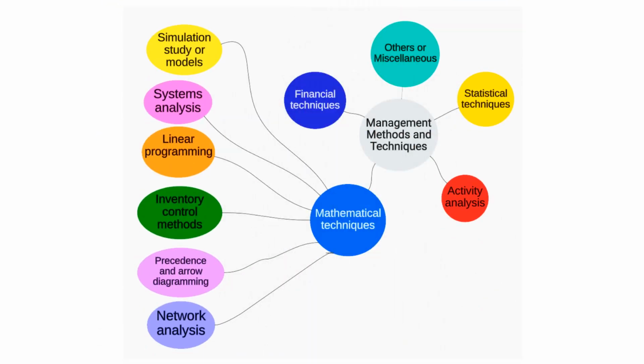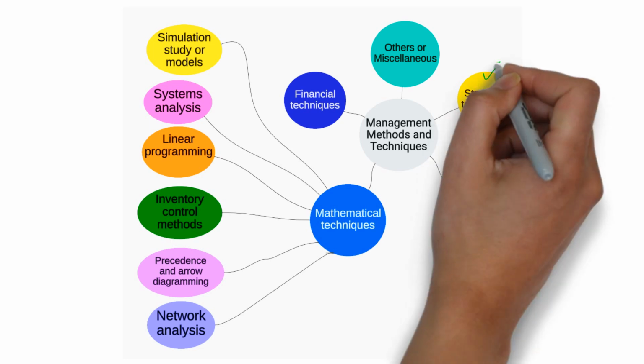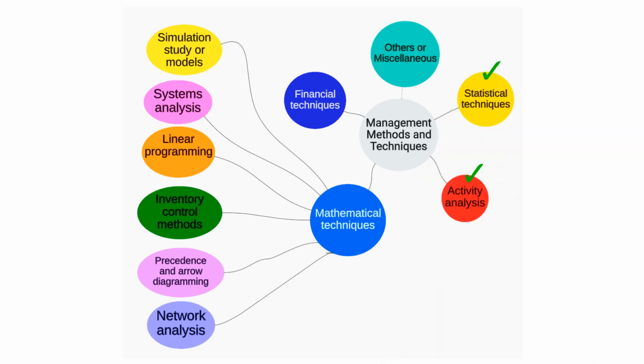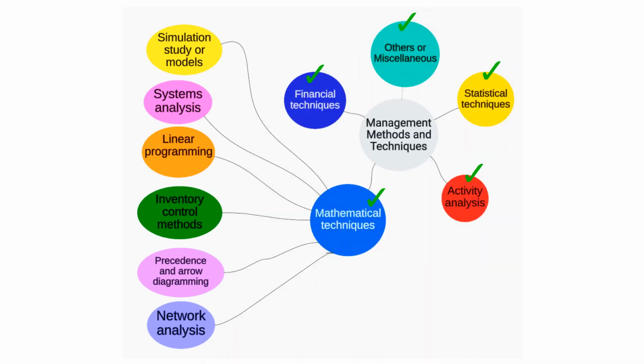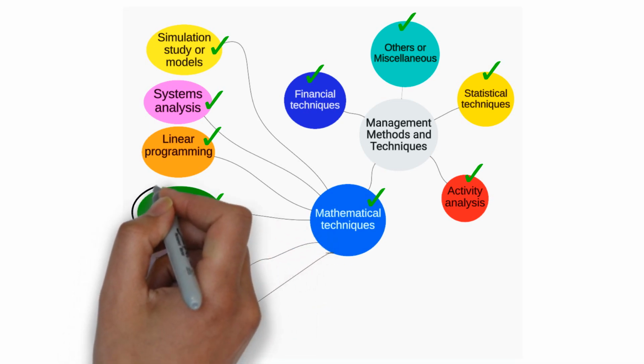We discussed that management methods and techniques are broadly classified into 5 categories: statistical techniques, activity analysis, mathematical techniques, financial techniques, and others or miscellaneous techniques. Mathematical techniques include techniques like simulation study or models, systems analysis, linear programming, inventory control methods, precedence and arrow diagramming, and network analysis. In this session, we will discuss the inventory control methods.